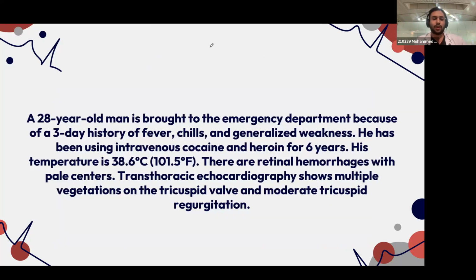Okay, moving on. I'm going to read the case, and we go on with the case one by one. A 38-year-old man is brought to the ER because of a 3-day history of fever, chills, and generalized weakness. Remember, 3 days. He has been using intravenous cocaine and heroin for 6 years. He is febrile. There are retinal hemorrhages with pale centers. Transthoracic echocardiography shows multiple vegetations on the tricuspid valve and moderate tricuspid regurgitation.